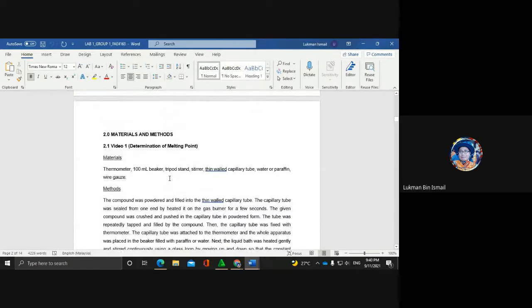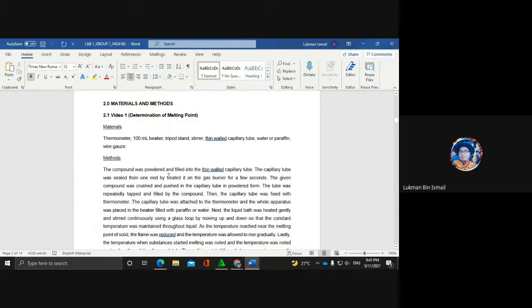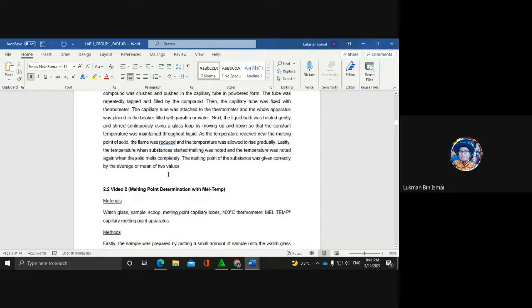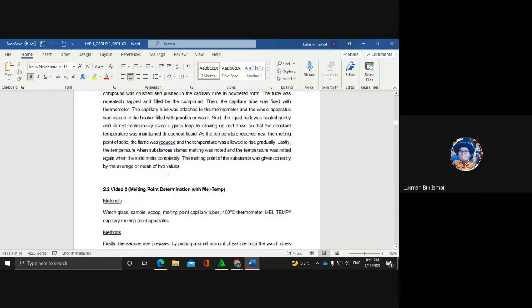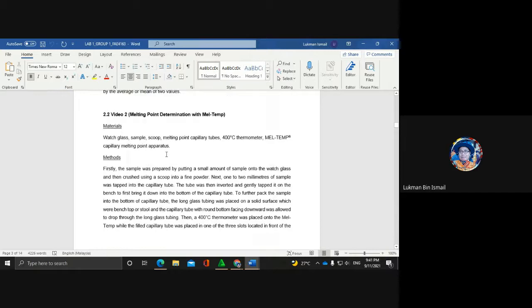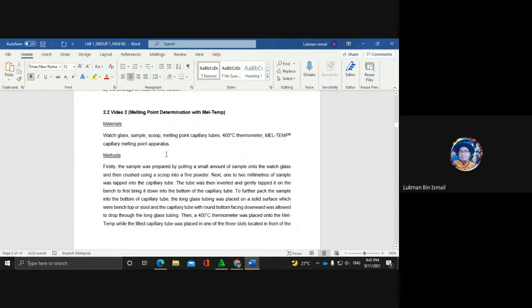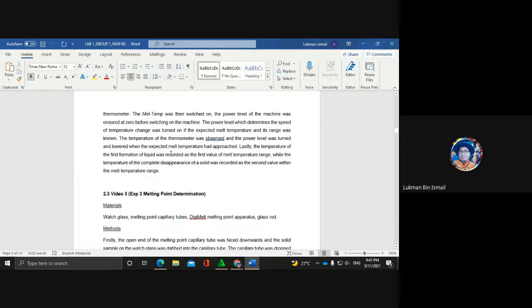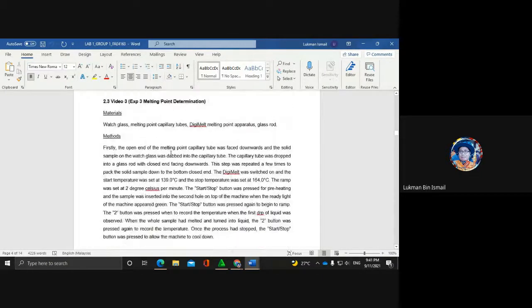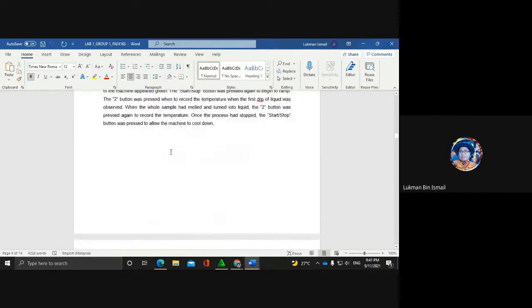Materials and methods for video 1, you have materials, thermometer, up to wire gauge, and methods, explaining the methods, but you put it in paragraph. You don't include any snapshot of the video. Materials, watch glass, and this is for video 2, same thing. So only a paragraph of the methodology. Video 3 as well, a paragraph of the methodology.